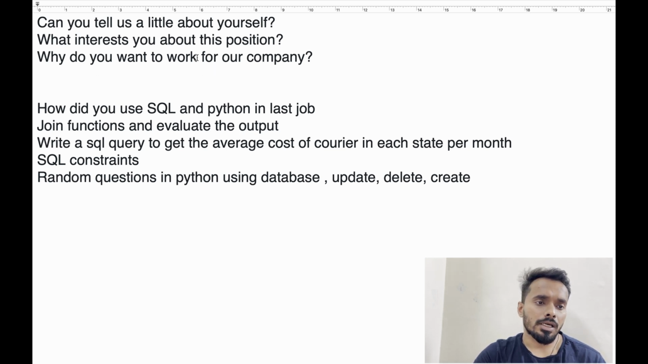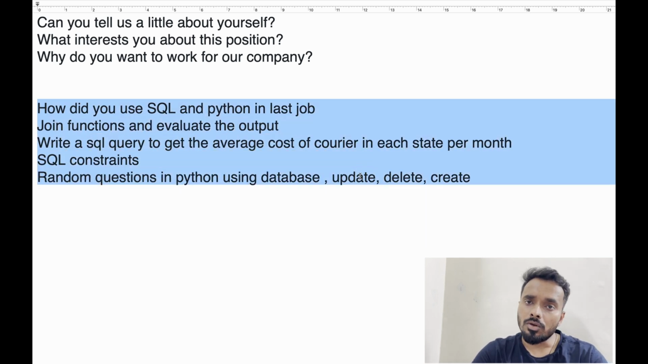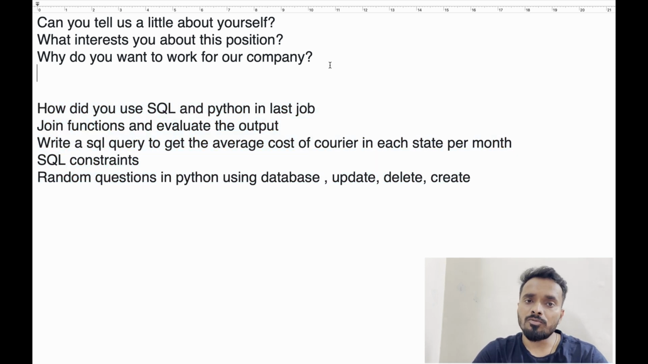The second question was, what interests you about this position? They are trying to ask why you have applied for this position. In this case, you can tell about a project that you have done that involved some kind of business analysis. I did my project in my MTech, where I made a weather monitoring station for ISRO. I told them about that project.